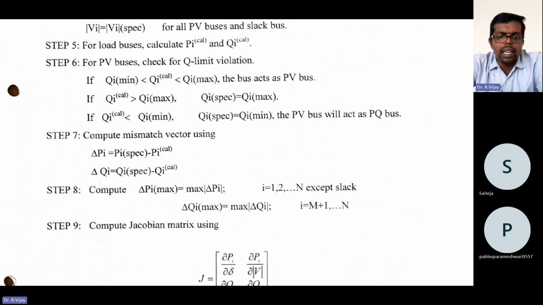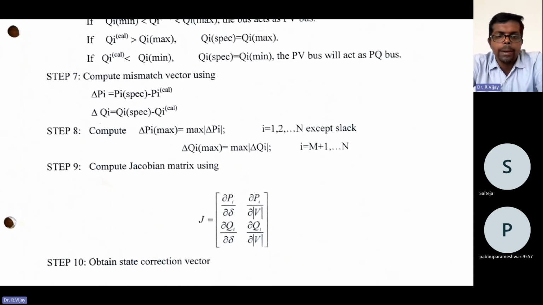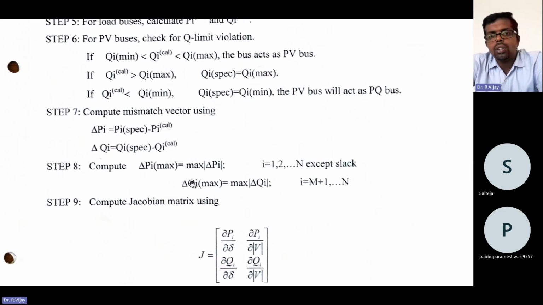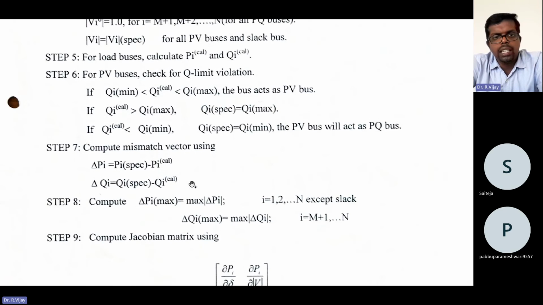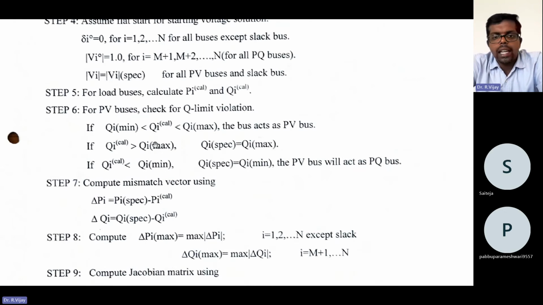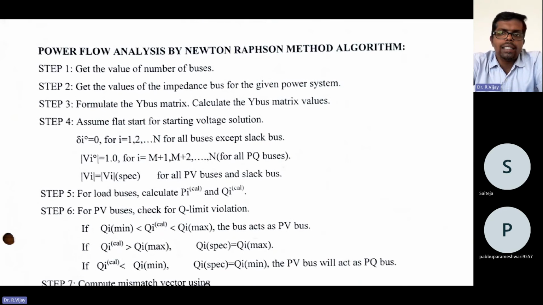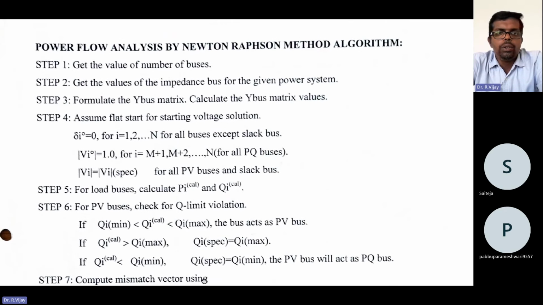So here we are computing the Jacobian matrix and obtaining the state correction vector. That's all. The procedure is the same. There also we are calculating, and here we are checking the limits, reactive power limit violations. After that, we are calculating the change in the real power and the change in the reactive power. That matches, same as in the Gauss-Seidel method. So note the steps.